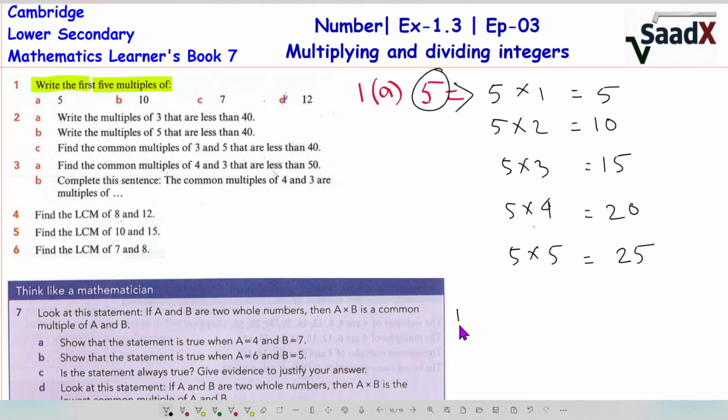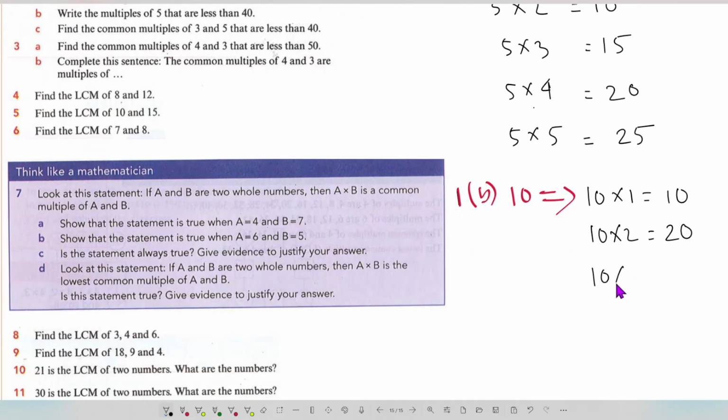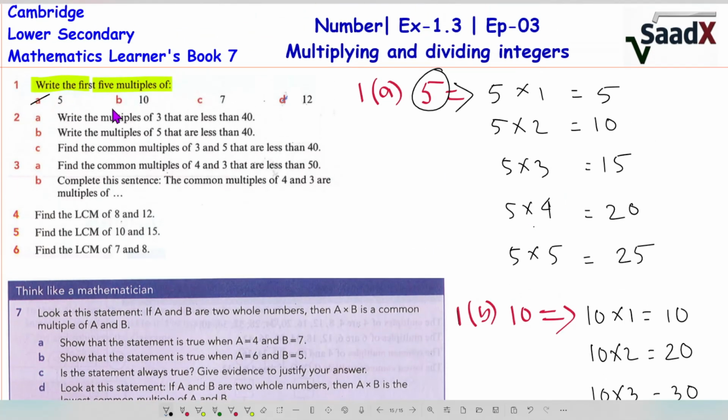Okay, 1b, this one is 10. Against this 10 we can write similarly. 10 times 1 is 10, 10 times 2 is 20, 10 times 3 is 30, 10 times 4 is 40, 10 times 5 is 50. So this is the first 5 multiples of 10. So A and B done.